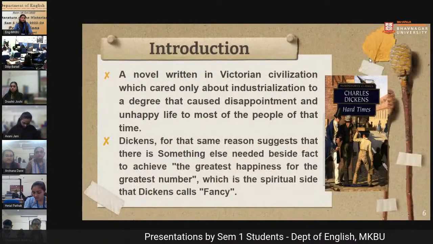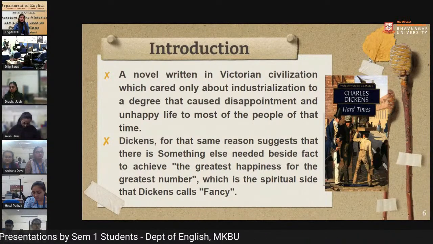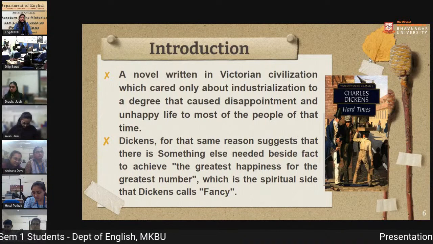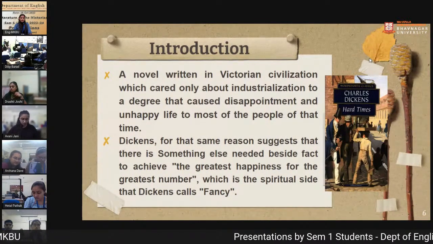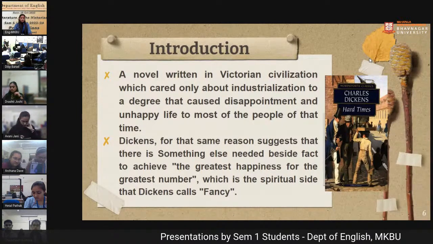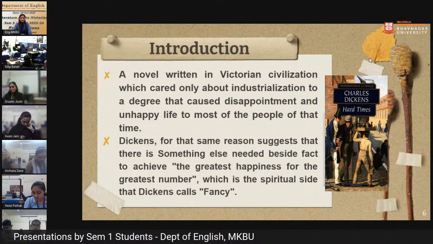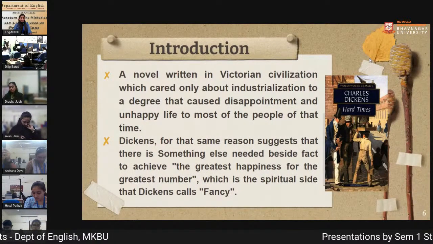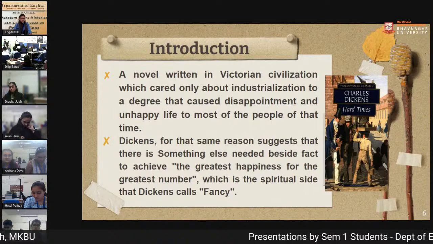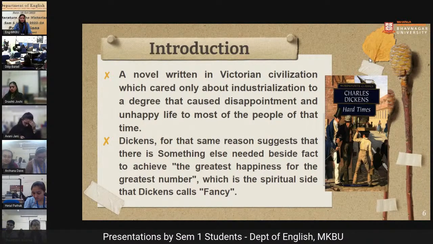In the introduction, the novel is written in Victorian civilization, which cared only about industrialization to a degree that caused disappointment and an unhappy life for most of the people of that time. Dickens, for that same reason, suggests that something else is needed besides fact to achieve the greatest happiness for the greatest number, which is the spiritual side that Dickens calls fancy.